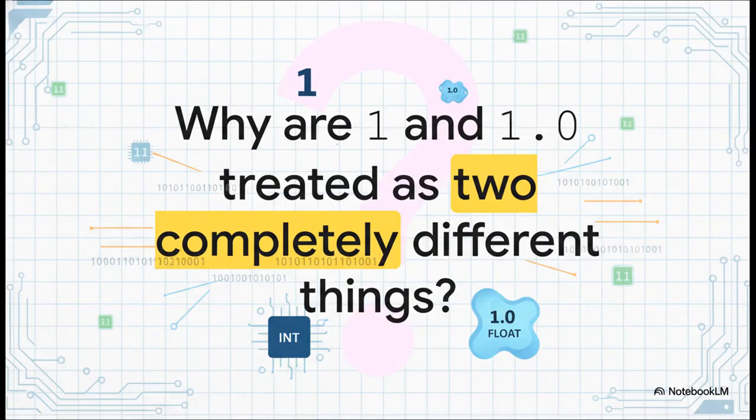So let me kick things off with a question for you. Have you ever been coding in Python and wondered, why is 1 treated completely differently from 1.0? I mean, to us, they're the same value, right? But for Python, they're not the same thing at all. They're like worlds apart. Stick with me, and by the end of this, you'll get exactly why that is.